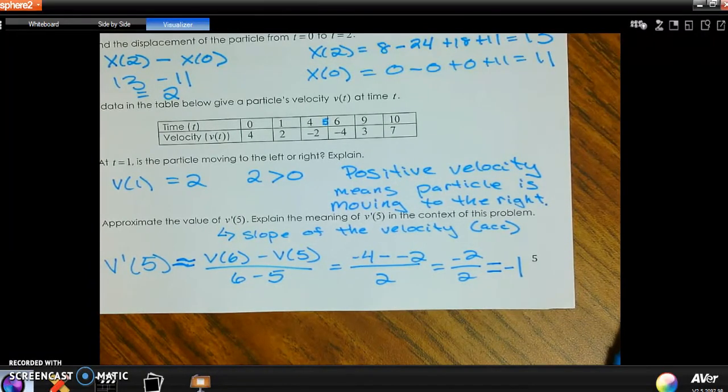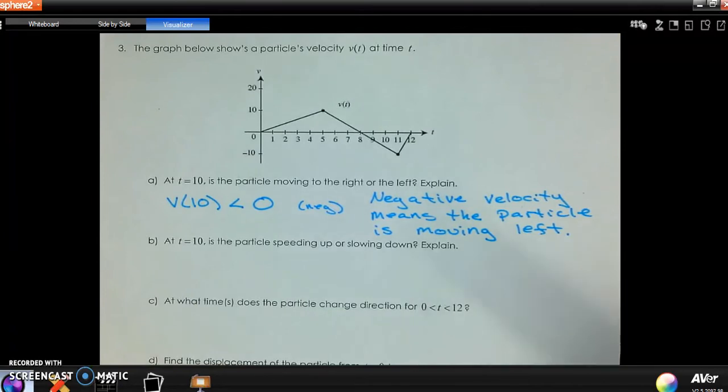So now we'll flip it over and go to the back. Okay, so looking at number 3, you have the graph.